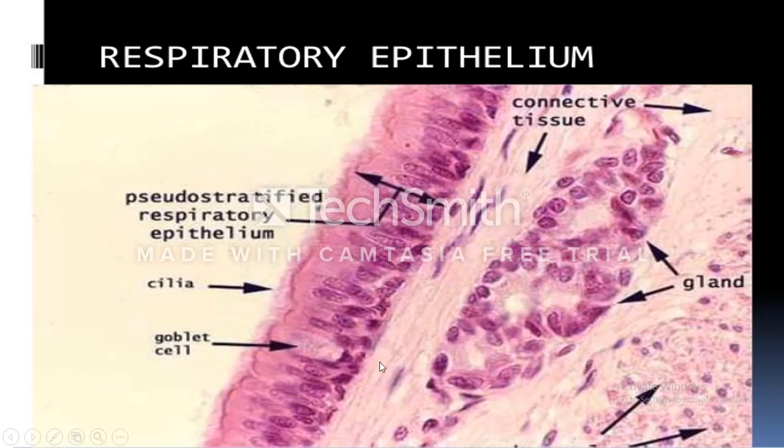Very good. And this is a basal cell, covered or supported by lamina propria, and this is a gland. What is the name of this gland? This is Bowman gland. This is Bowman gland in the olfactory area. Okay, very good.